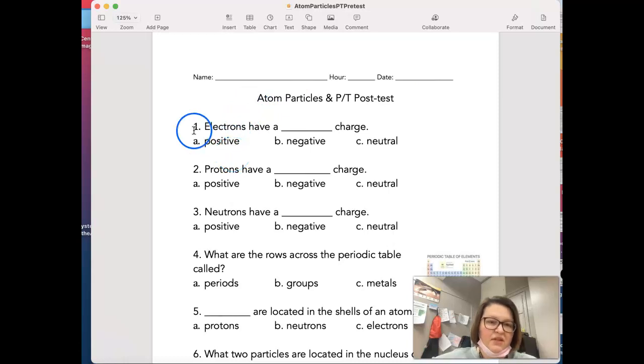Here we go. Number 1, electrons have a blank charge. A positive, B negative, C neutral. Number 2, protons have a blank charge. A positive, B negative, C neutral. Number 3, neutrons have a blank charge. A positive, B negative, C neutral.